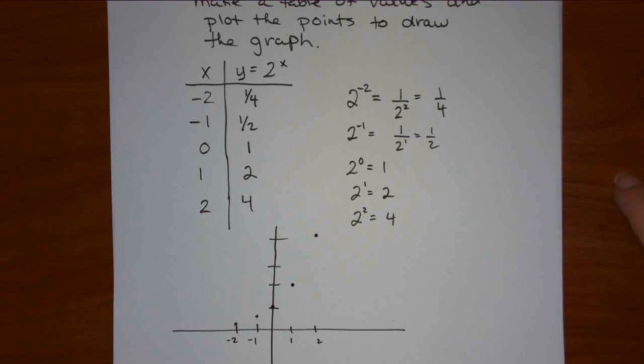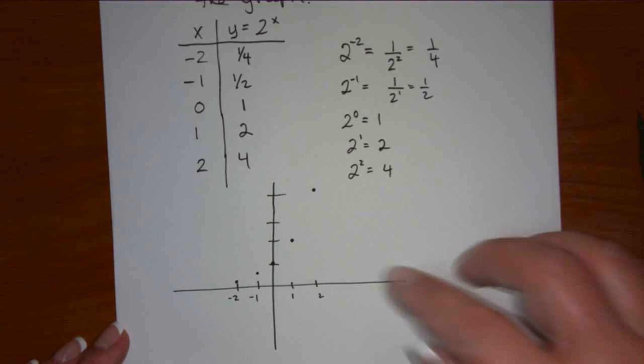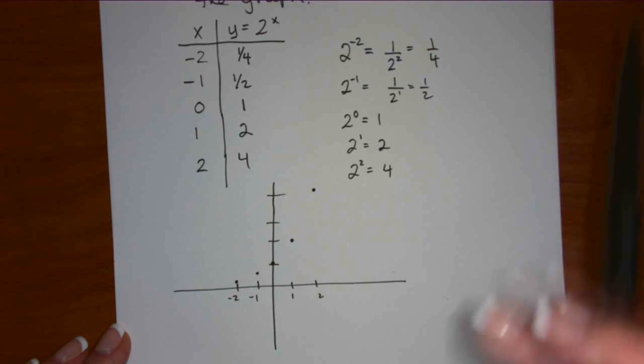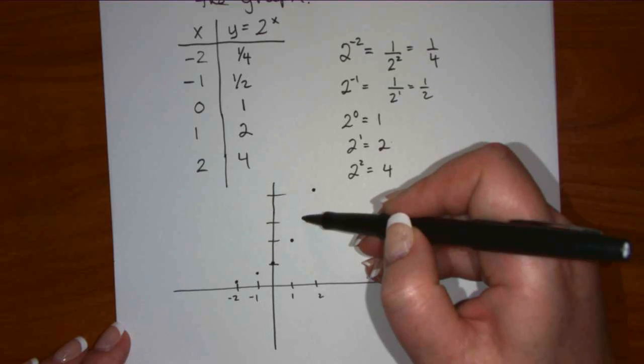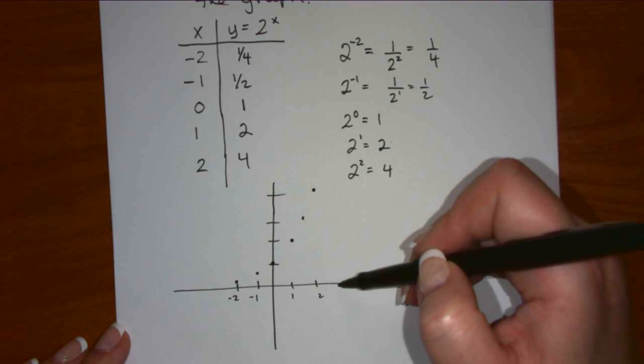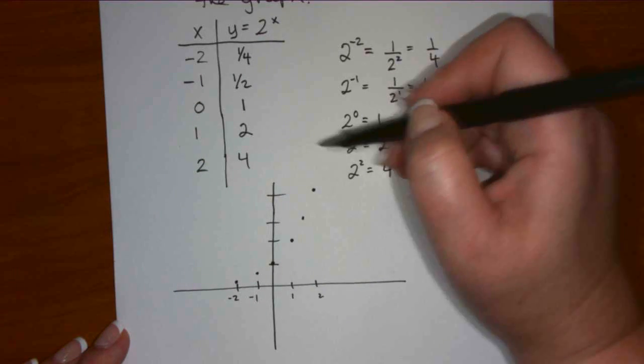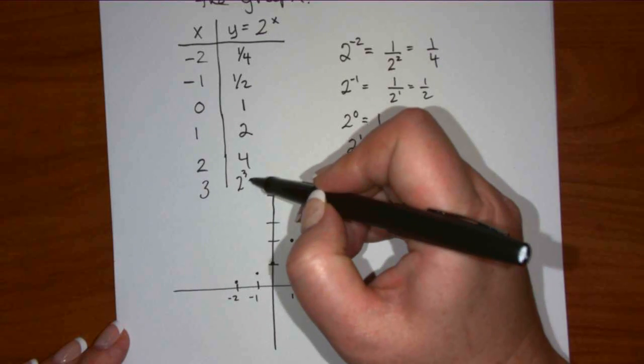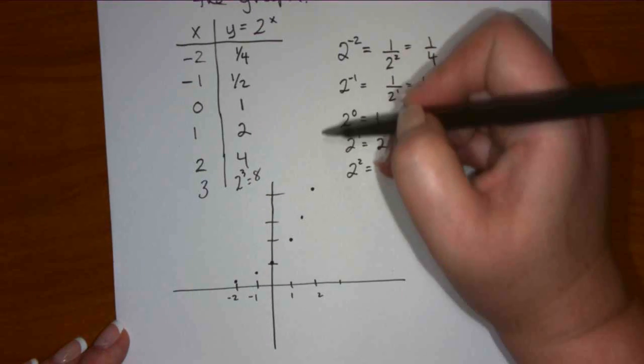Now we could plot more points, and if you have a calculator, you could even go in between, like you could plot 1.5. Where do you think that would be? Like in here somewhere? What about 3? What's 3 going to be? 2 to the 3. 8. So 3 is way up here at 8.